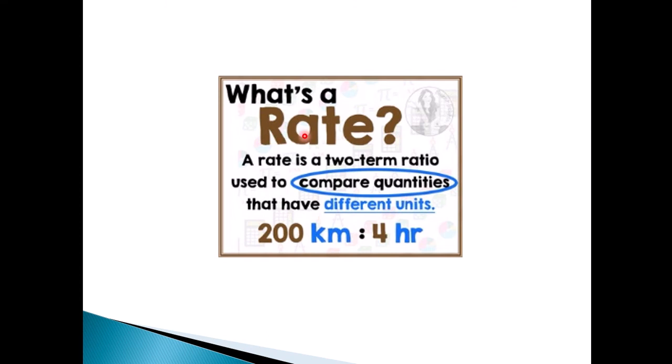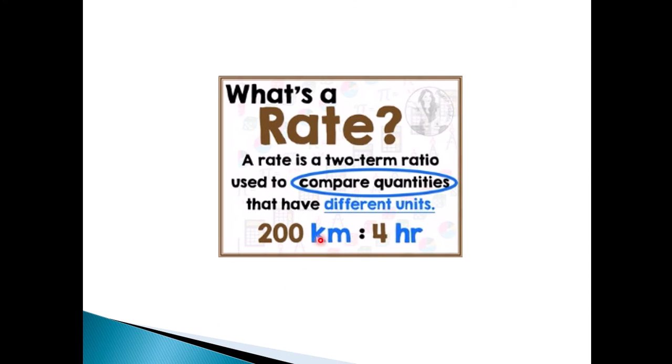Moving on for rate. What's a rate? A rate is a two-term ratio used to compare quantities that have different units. So the word here is different units, right? Because from ratio we were able to compare sales. It's the general comparison of two. And here, it's gonna be specifying different units for rate, because for ratio we could have the same units, but for rate we don't need to have the same units, but specifically we have different units.